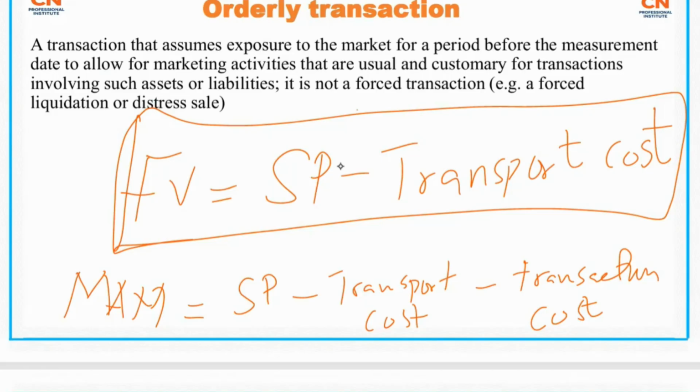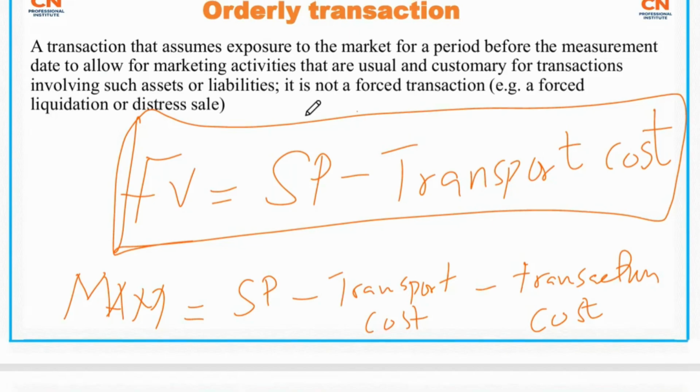Very, very key. That's why I'm writing this. This is the final thing I'm writing because I want you to stick it in your head. Fair value is selling price minus transport cost, whilst to determine the most advantageous market, we deduct both transport and transaction cost. Don't forget that because we'll be using this in our computations, right?